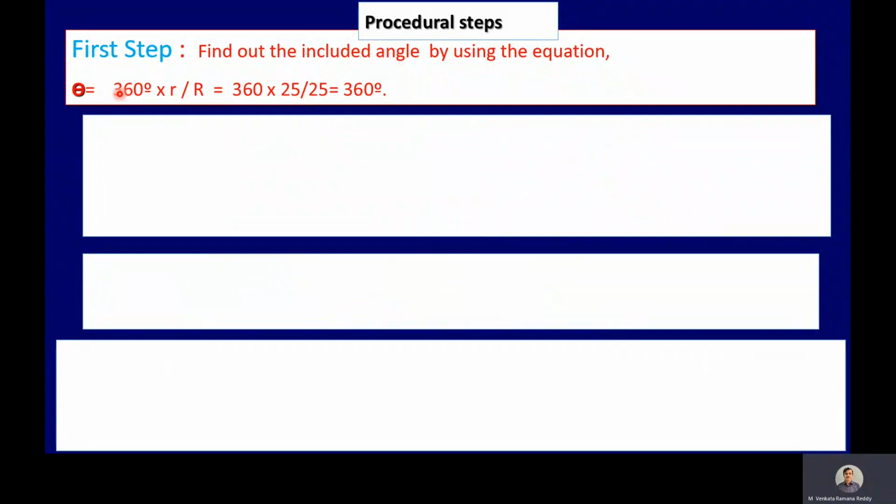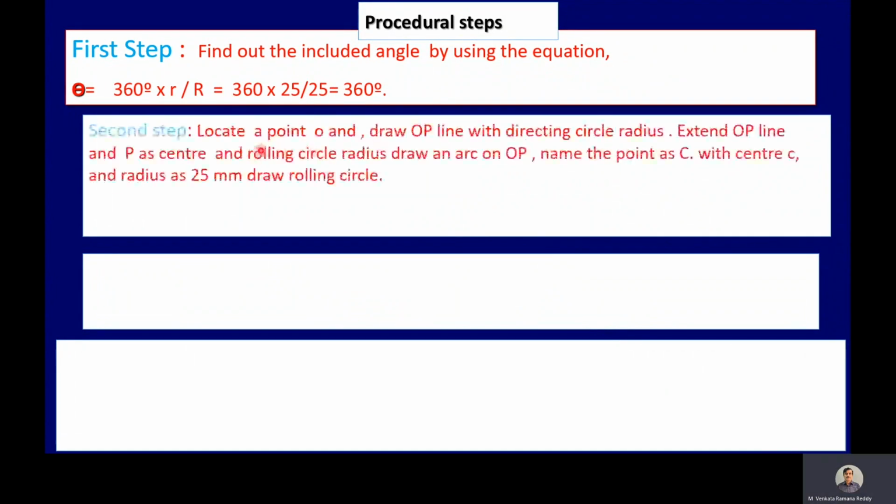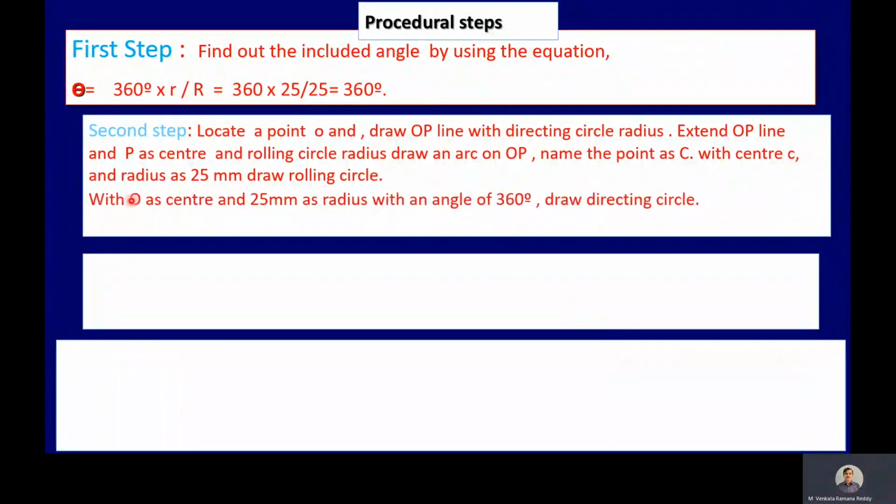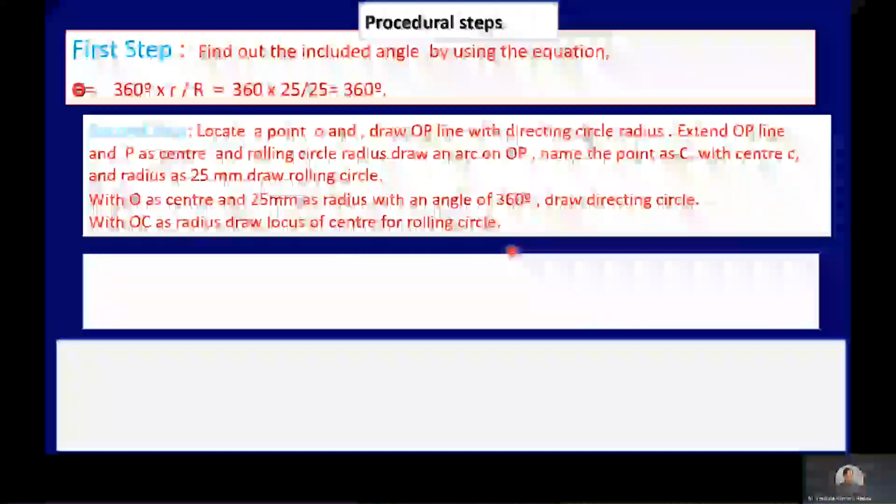As a first step, we need to calculate the angle theta, which is equal to 360 into small r by capital R, which is equal to 360 degrees. Second step, locate a point O and draw OP line with directing circle radius. Extend OP line and with P as a center and rolling circle radius, draw an arc on OP. Name the point as C. With center C and radius as 25 mm, draw rolling circle. With O as a center and 25 mm as radius with an angle of 360 degrees, draw directing circle. Then with OC as radius, draw locus of center for rolling circle.